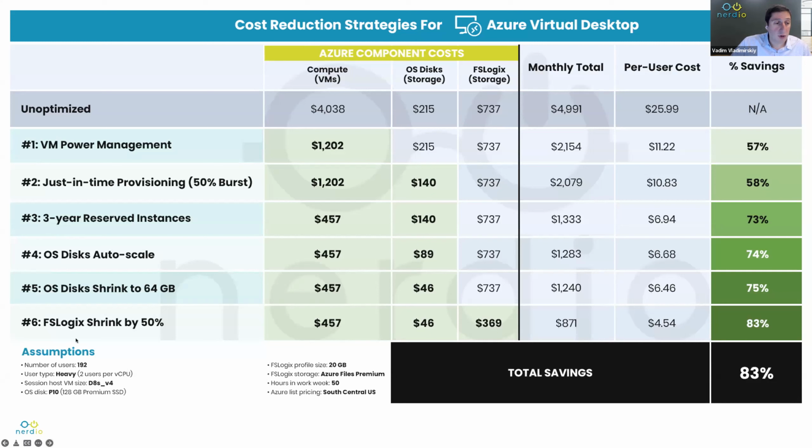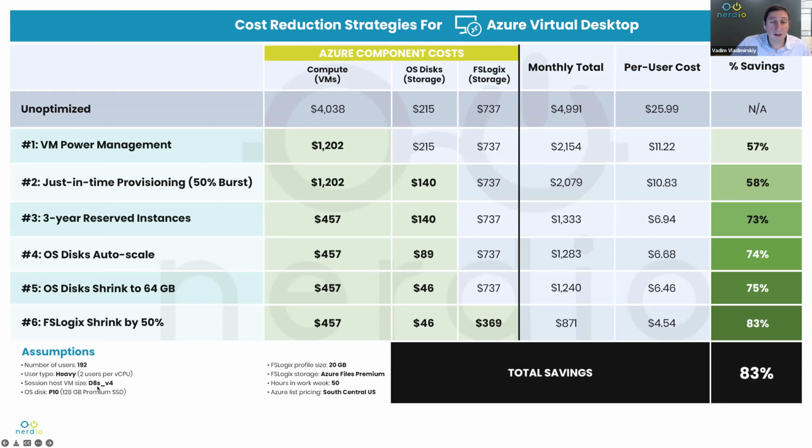So we're going to start with the assumption that there are going to be 192 users in this environment, but if this is 1,000 users or 500 users or 10,000 users, the per user costs and the percentage savings are going to be exactly the same. We're going to make the assumption that we are going to have a heavy user type, meaning that there will be 2 users per virtual CPU on this environment.